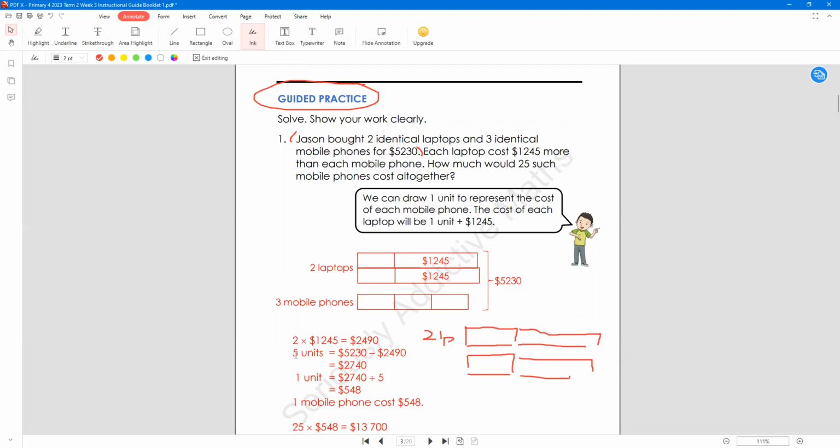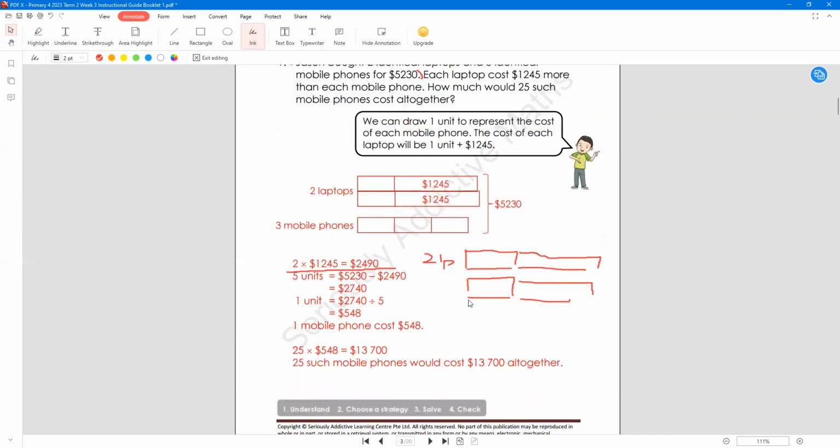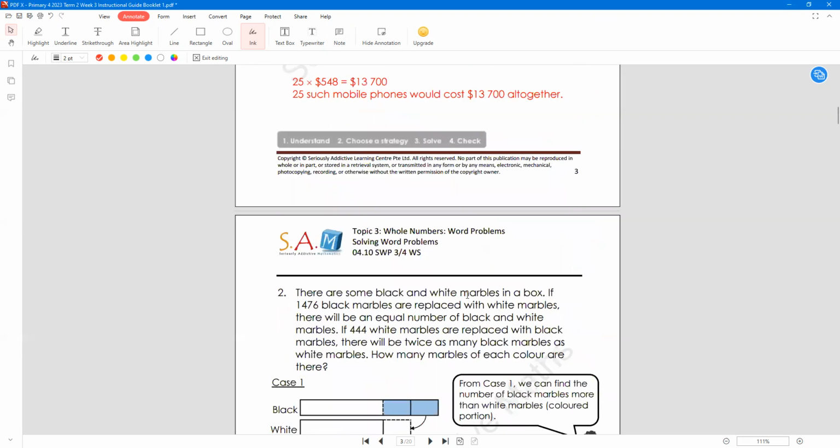It's important for them to write down how many units equals 5,230. A lot of times I see students not writing the units out and just writing things like this, and they get lost. So please get them to write it out. Where are the 5 units? 1, 2, 3, 4, 5. So 5 units plus 1,245 plus 1,245 equals 5,230. And that's the same as 5 units equals 5,230 minus 1,245 minus 1,245. So please model this for them.